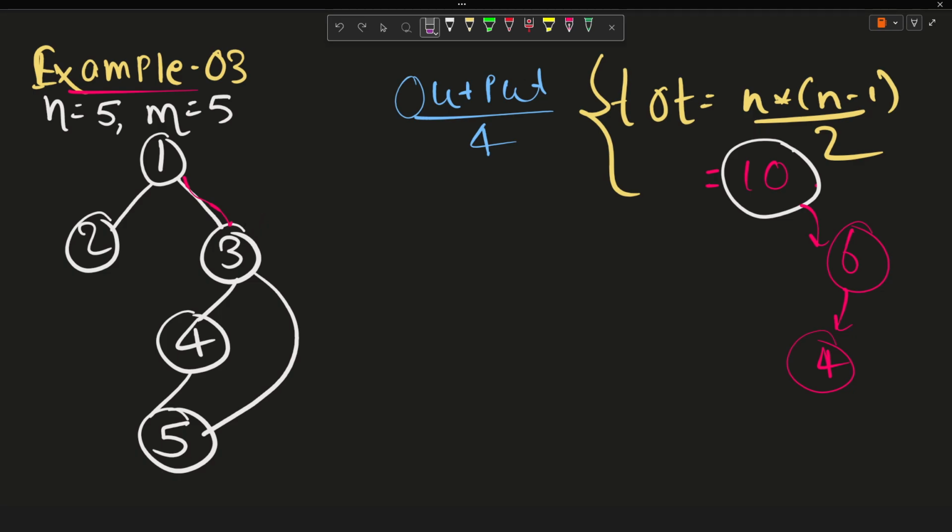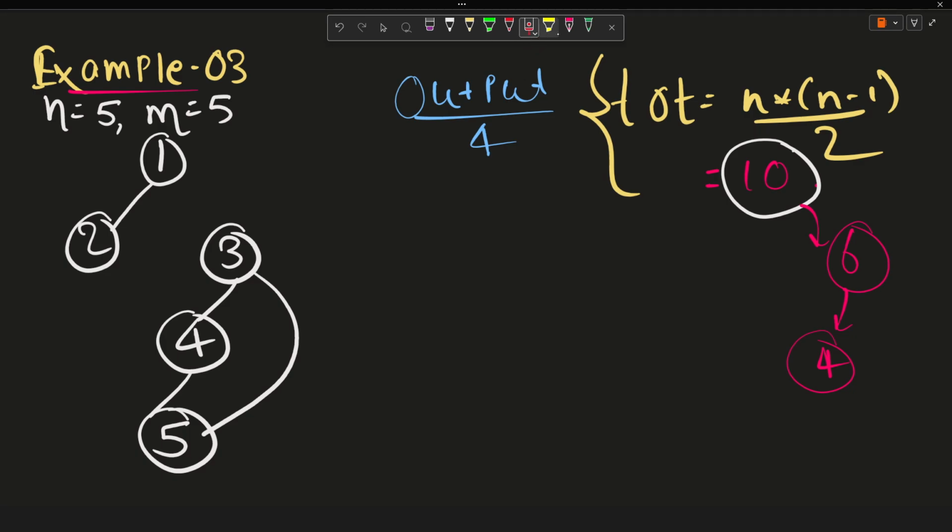And why is it always feasible to remove a bridge only in every example? Because on removing a bridge, the total number of components increases, right? Since I have removed the bridge, I cannot go from 1 to 3, 4 or 5 anymore, and similarly from 2 to 3, 4, 5 anymore. So it is always feasible to remove only the bridge and not any unnecessary edge. Because if you remove some other edge, everything would still remain connected in this example at least, and our output would not have decreased much. So I hope you got the concept of why we only try to remove a bridge and not any other edge.